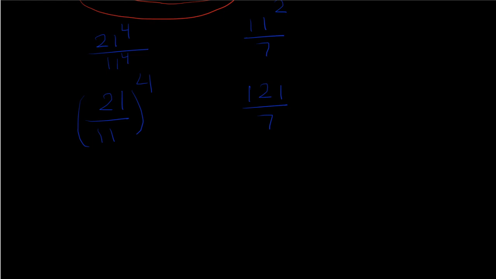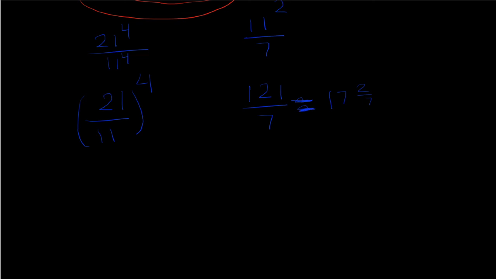So 121 over 7, that's approximately, let's see, well, 7 times 12 is 84, 7 times 14 is 98, so we need a little more. I think 7 times 17 is 119. So it's like 17 and 2 sevenths. So I think this is approximately equal.